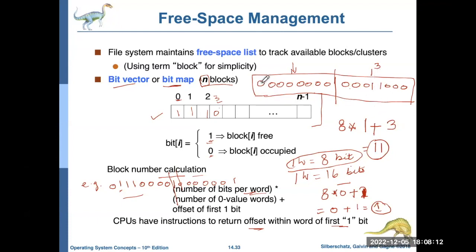We can count 0, 1, 2, up to 7, 8, 9, 10, and 11. We can see that we have reached this very number. That's how you will be able to find out the first block which is free. This is very, very important, so this calculation is important. And remember that we have available a CPU instruction that can provide us the first 1 bit index.